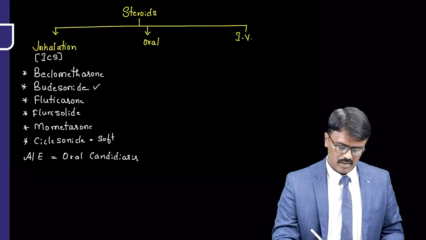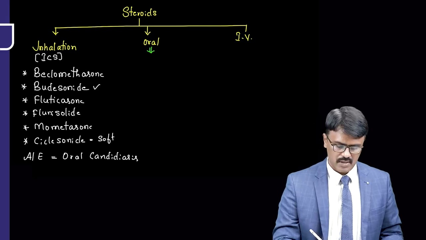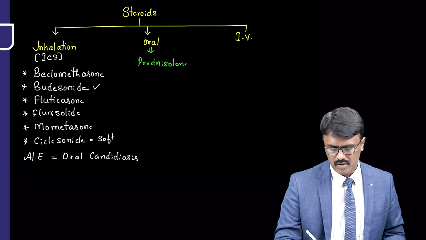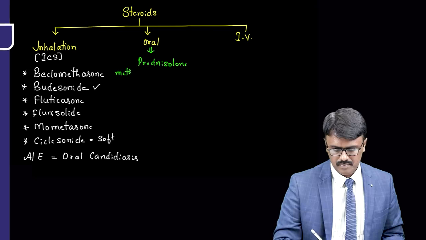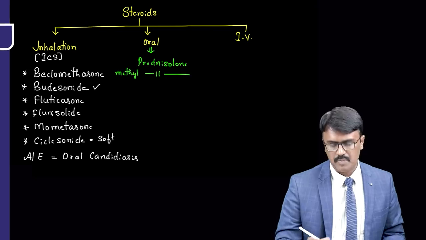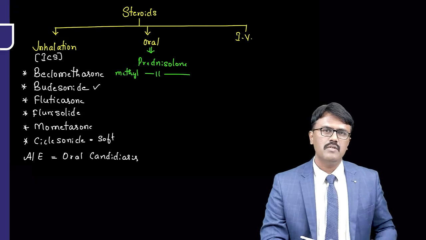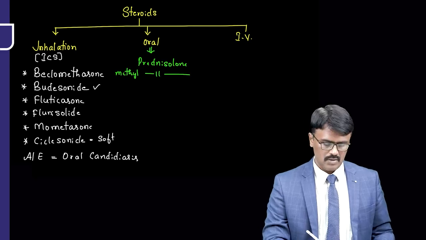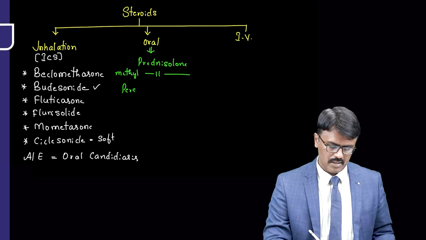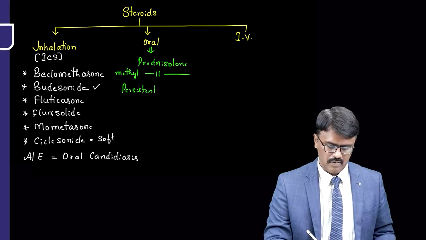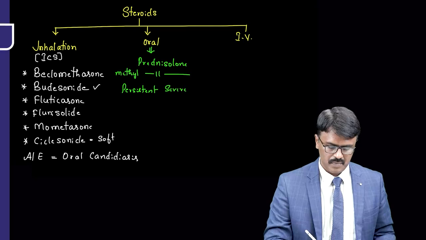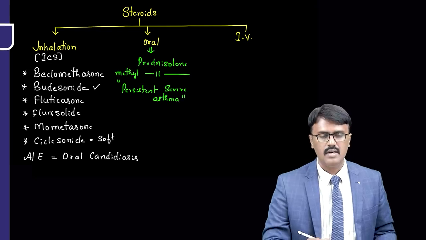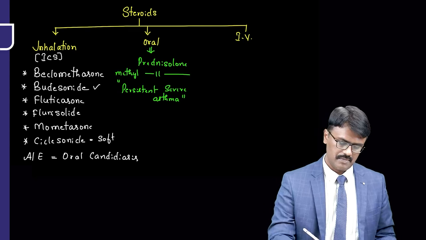Then we can also give steroids orally. The steroid we give orally is prednisolone. If you add methyl, the drug becomes methylprednisolone. The problem with oral steroids is they cause long-term adverse effects. So they are only used in persistent severe asthma. They should be used in the last stage, not in the early stage, because of their systemic adverse effects.